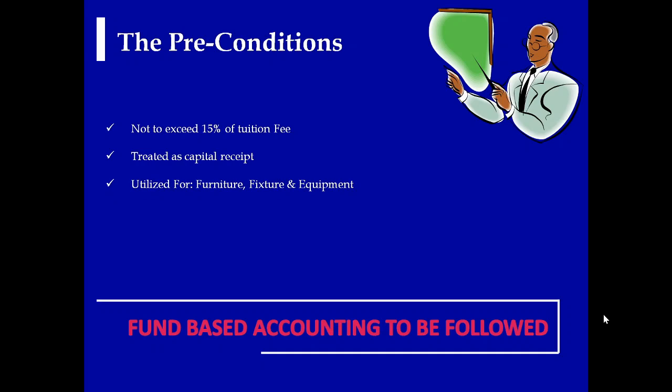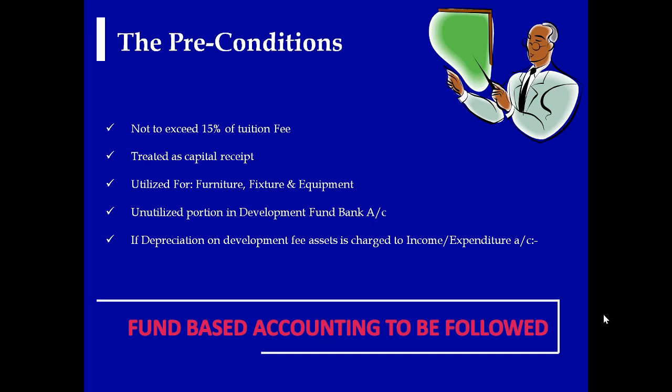Whenever you're going to utilize this fees, it's always going to be for these three aspects: it's going to be used for furniture, it's going to be used for fixtures, and it is going to be used for equipments. Any unutilized portion of development fees that remains at the end of the year has to be kept separately and should not be used for any other purposes. And finally, the depreciation that you charge on development fees assets, whatever amount that you charge to the income expenditure account, you have to put the equivalent amount in the DRF fund account.